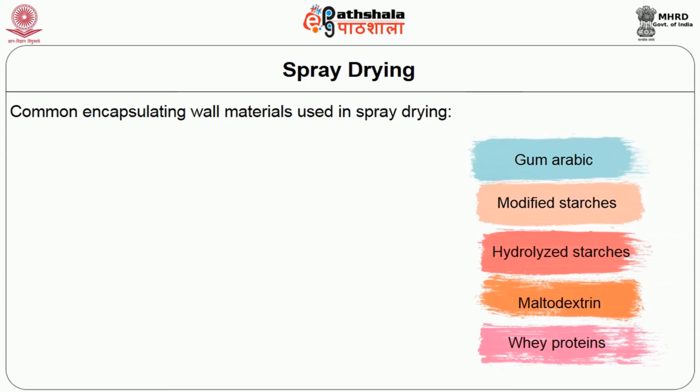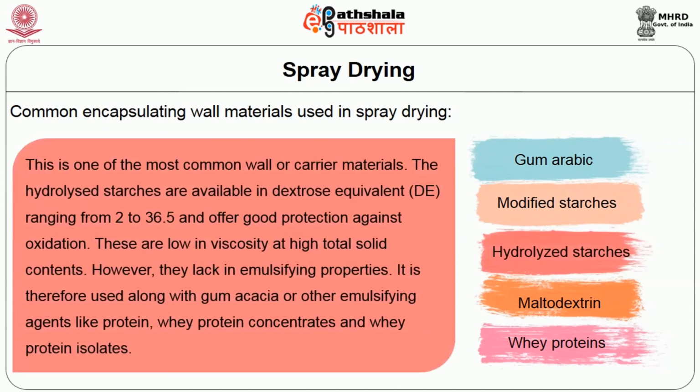Hydrolyzed starches. This is one of the most common wall or carrier materials. The hydrolyzed starches are available in a dextrose equivalent ranging from 2 to 36.5 and offer good protection against oxidation. These are low in viscosity at high total solid contents. However, they lack emulsifying properties. It is therefore used along with gum acacia or other emulsifying agents like protein, whey protein concentrates and whey protein isolates.